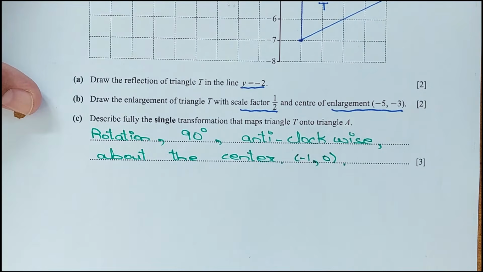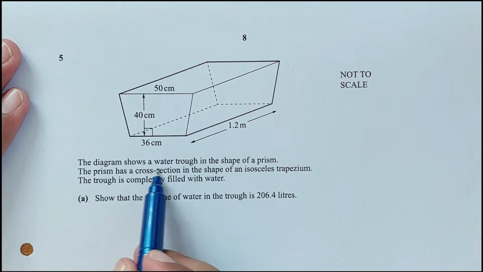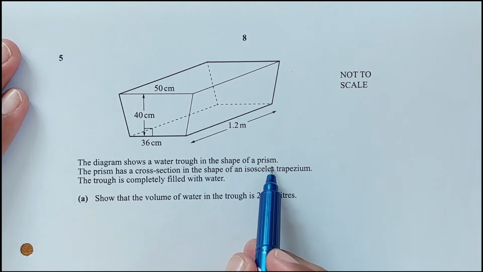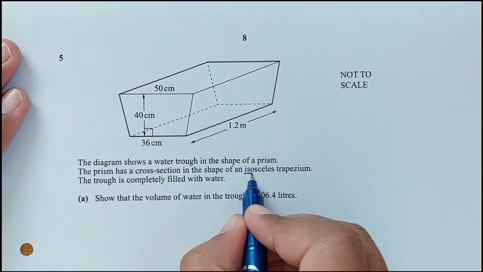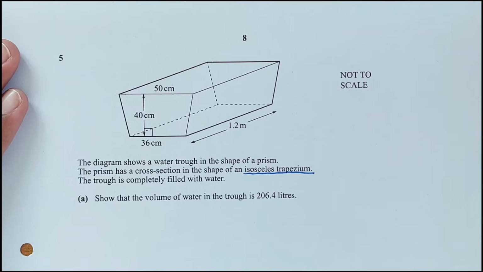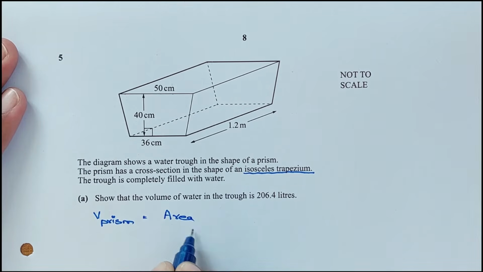All right. Question number 5. The diagram shows a water trough in the shape of a prism. The prism has a cross section in the shape of an isosceles trapezium. The trough is completely filled with water. Part A: show that the volume of the water in the trough is 206.4 liters. We have to find the volume of this prism. So we know that volume of a prism is equal to area of cross section times length.